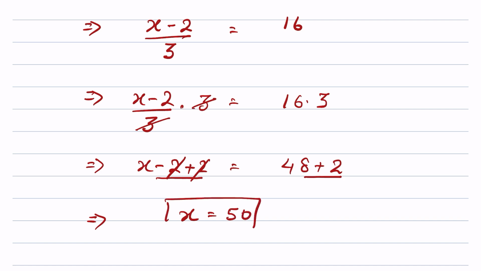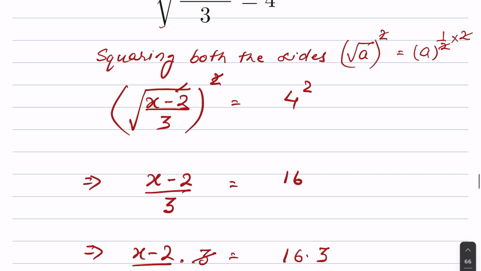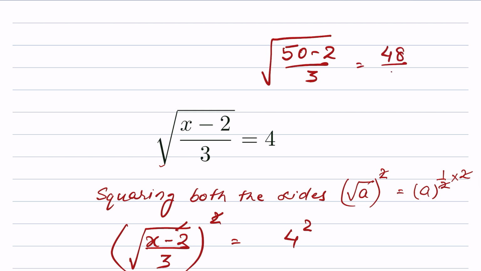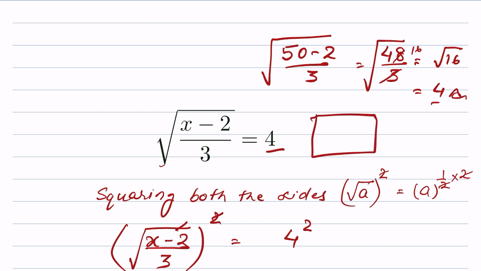This is our answer. Let's verify this answer. If we put 50, then 50 minus 2 is 48, upon 3, under square root. 48 divided by 3 is 16. The square root of 16 is equal to 4. LHS is equal to RHS. Therefore, x is equal to 50.